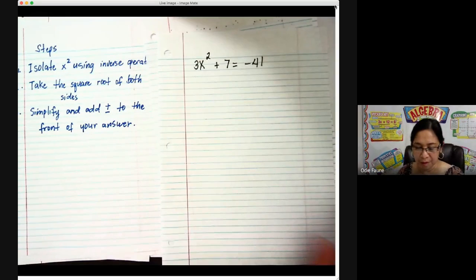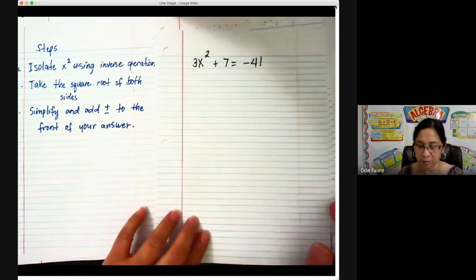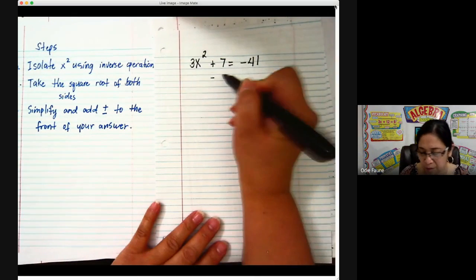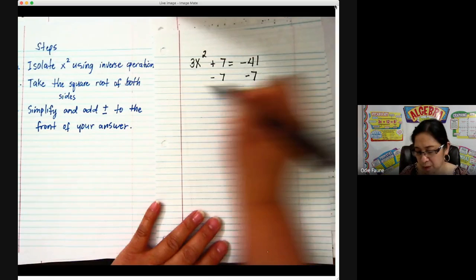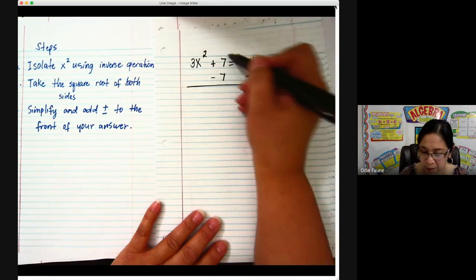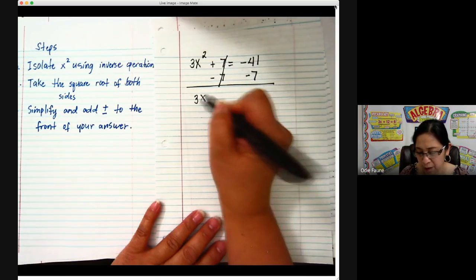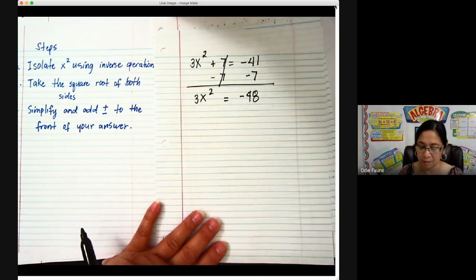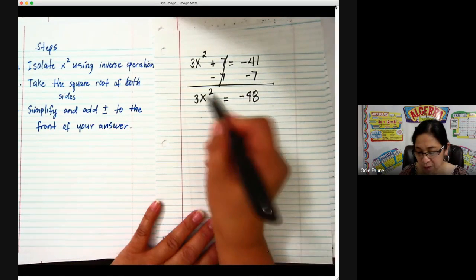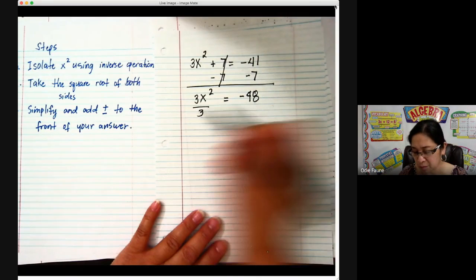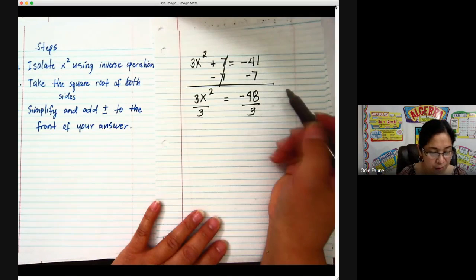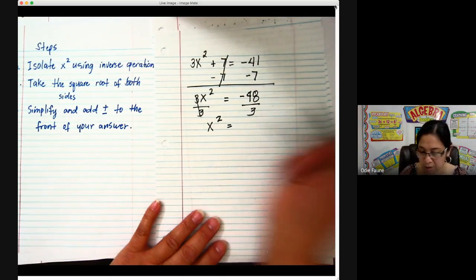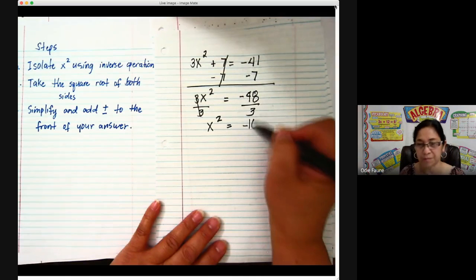So, first, isolate the x squared using inverse operation. Here, subtract 7 from both sides. This is 0 pairs. So I have 3x squared equals negative 48. But then, I still need to isolate my x squared, so I need to divide both sides by 3. And 3 divided by 3 is 1. So we have 1x squared is equal to negative 16.